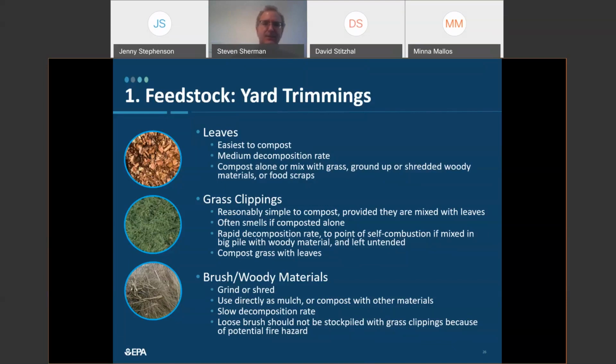And actually, if they're mixed in with a big pile of woody material and that woody material is not shredded, say you've got a bunch of grass and then you put on a bunch of landscape trimmings, brushy stuff, and you pile that on top of the grass and you leave it untended, it can catch on fire. So it's important to mix the grass clippings in well with other materials. And the brush and woody materials, I like to see that ground up or shredded and used directly as a mulch, ideally. It can be composted with other materials in smaller amounts. It doesn't decompose very quickly because it doesn't have much nitrogen in it. And again, careful about stockpiling it with grass clippings.